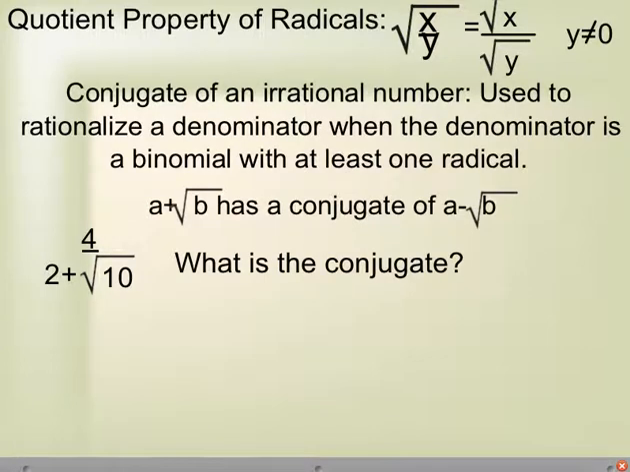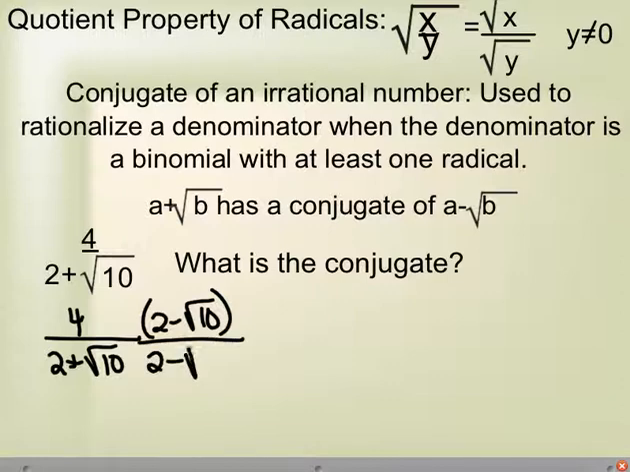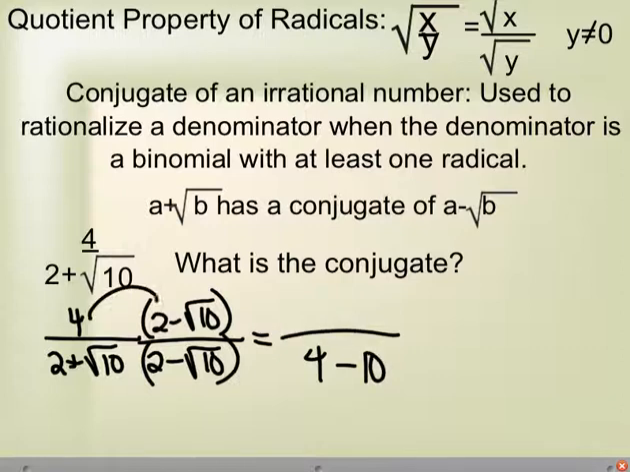4 over 2 plus root 10. So I'm going to take this 4 over 2 plus root 10, and I'm going to multiply by 2 minus root 10 over 2 minus root 10. Now this is a difference of squares in the denominator, so really I'm going to have 2 squared, which is 4, minus root 10 squared, which is 10, over, well, I'm going to expand here and get 8 minus 4 root 10. And I can simplify this to negative 6.